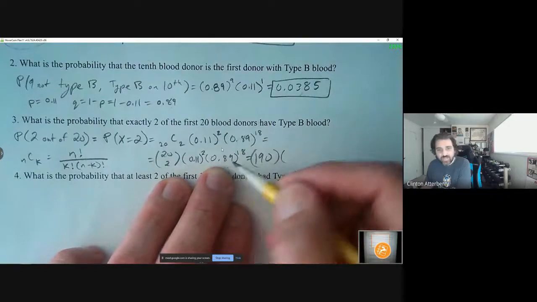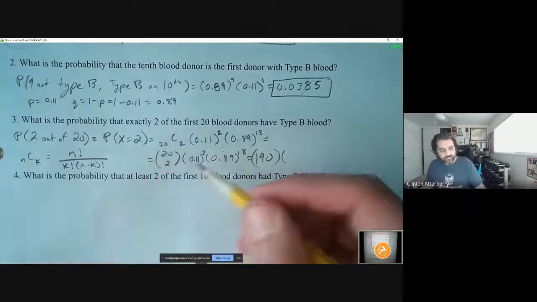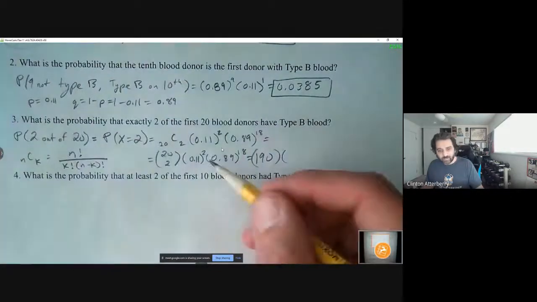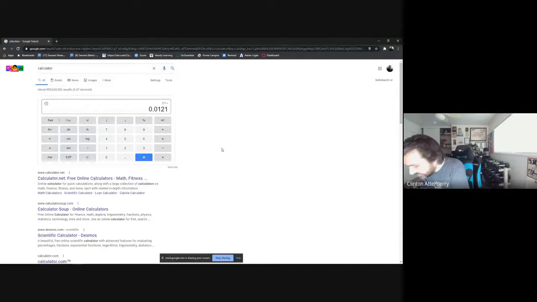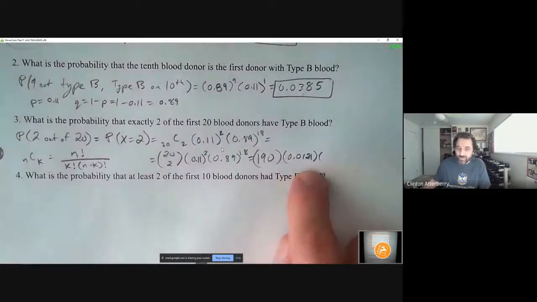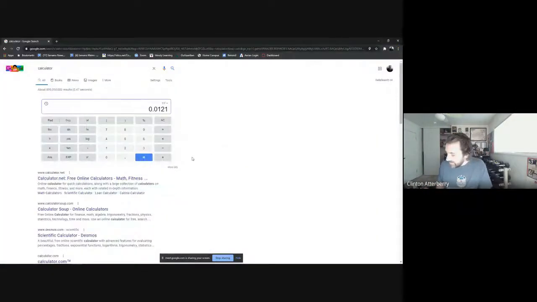So it's 20 choose 2, which we already calculated, and we got the 190, and it's the 0.11 to the second power, which we get to be 0.0121. And then we'll say 0.89 to the 18th power. I got 0.0121, and then this one's going to be 0.89, but to the 18th power. That's awesome, right? That's lovely. Let's say 0.1227.